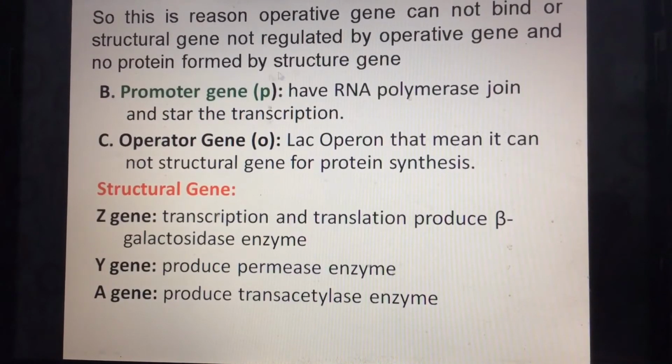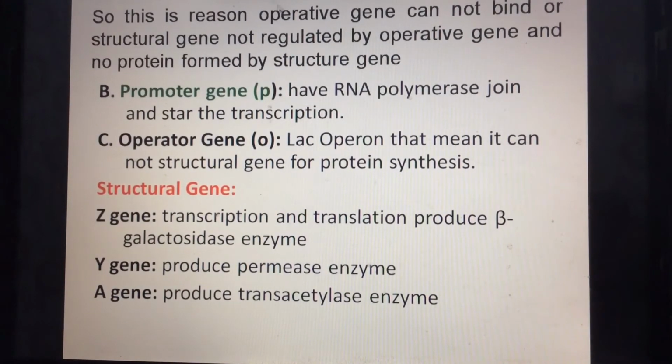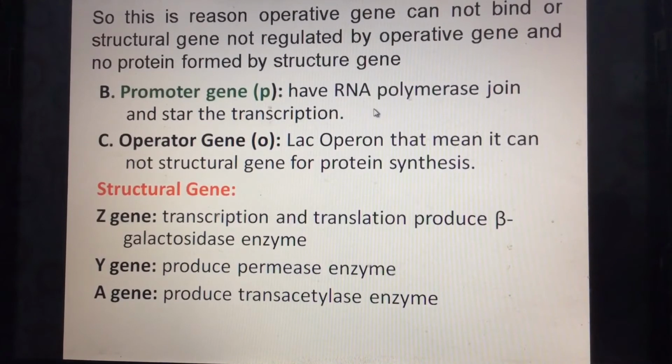For this reason, the structural genes are not regulated by the operator gene, and no structural proteins are formed. That means when there is no lactose, the repressor proteins are free and bind with the operator, and no structural proteins are formed because there is no signal. Promoter gene: P means promoter. After the transcription pathway, RNA polymerase joins the structural genes and starts the formation of the structural proteins.